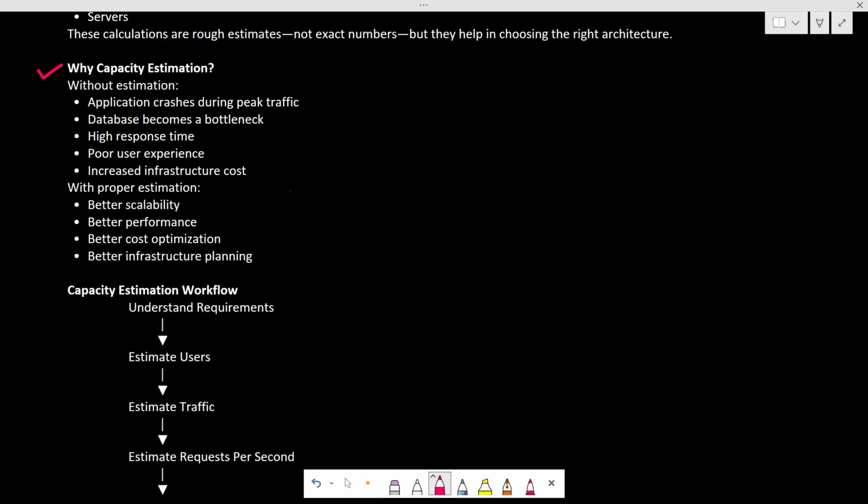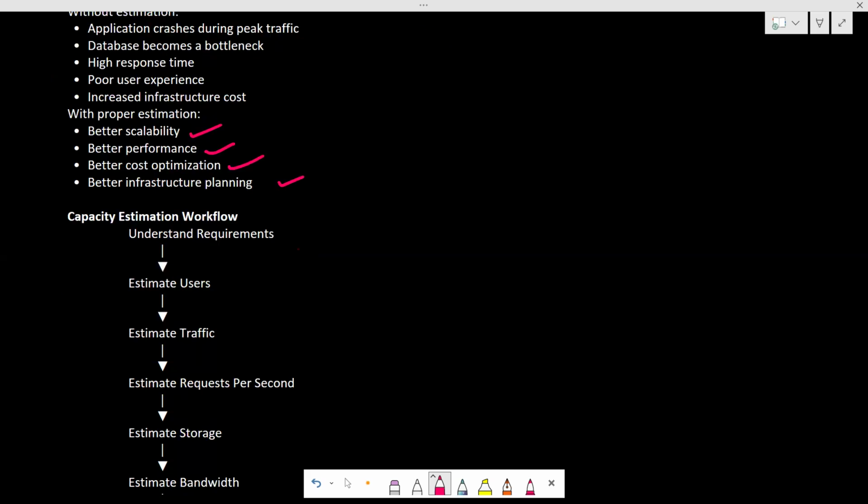In this way, it ensures that the application can scale smoothly, deliver consistent performance, optimize infrastructure costs, and provide a better user experience. So without estimation: application crashes during peak traffic, database becomes a bottleneck, high response time, poor user experience, increased infrastructure cost. And with proper estimation: better scalability, better performance, better cost optimization, and better infrastructure planning, right?